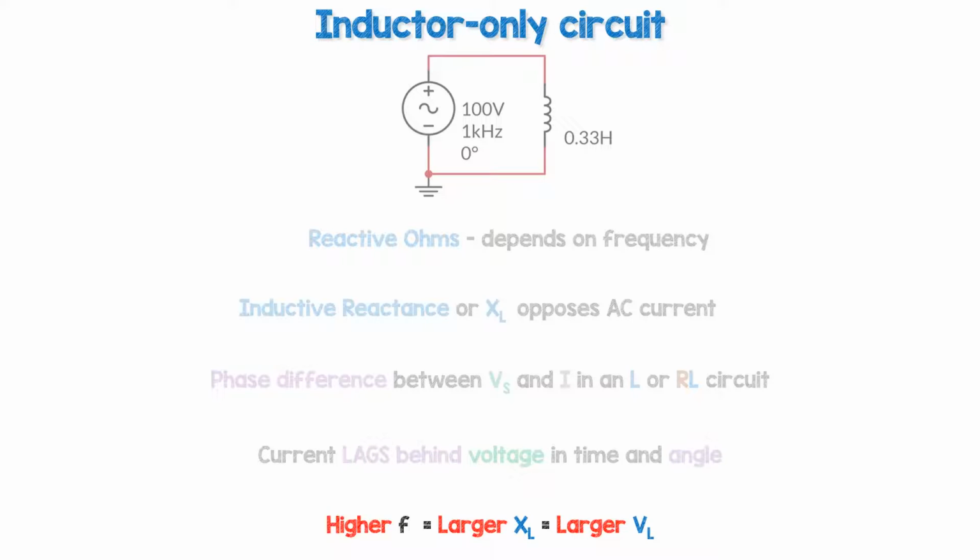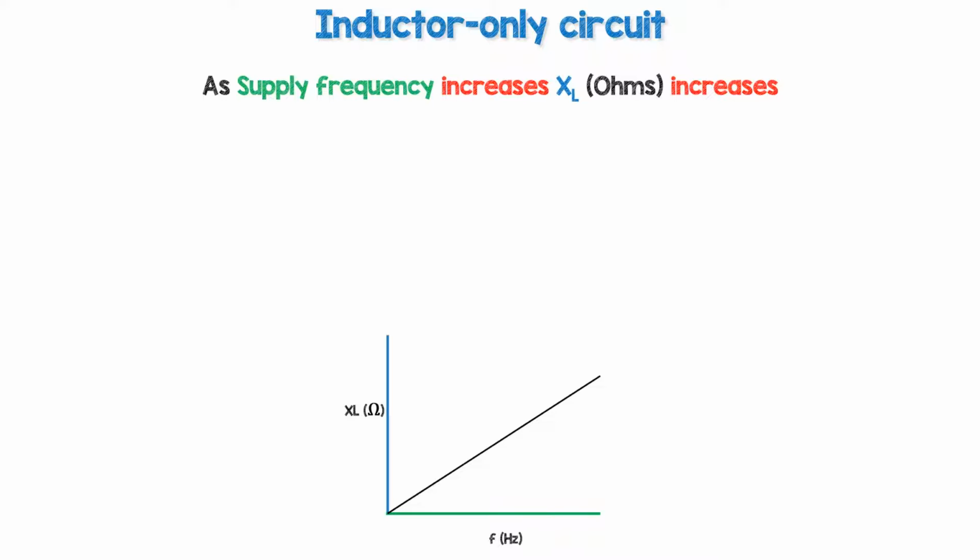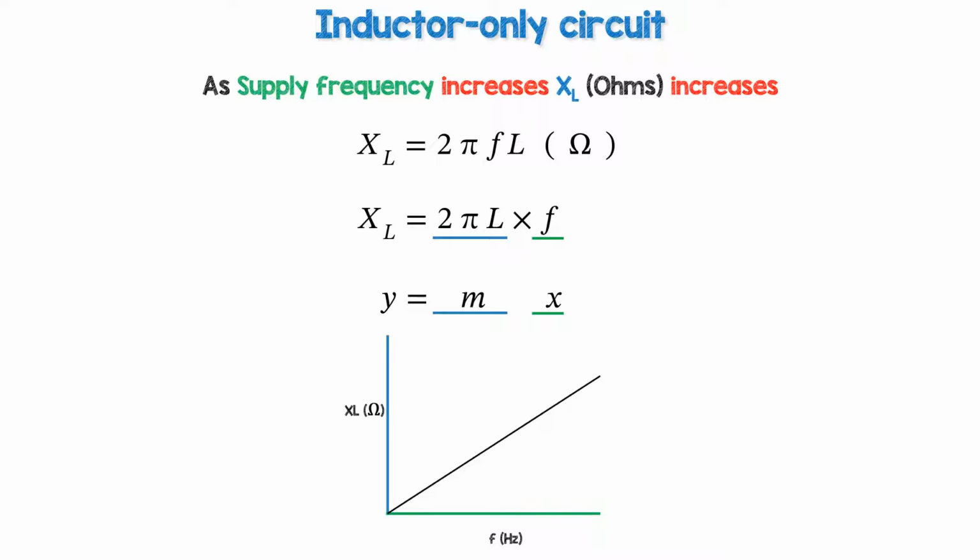As the supply frequency increases, the inductive reactance XL increases too. From Ohm's law, this means the greater the amount of reactive ohms, the bigger the inductor voltage VL becomes. As the supply frequency increases, the inductive reactance increases. The inductive reactance is equal to 2 pi multiplied by the frequency in Hertz multiplied by the inductance in Henry. If we rearrange the right-hand side of the formula, we can see that there's a positive linear relationship between frequency and inductive reactance.